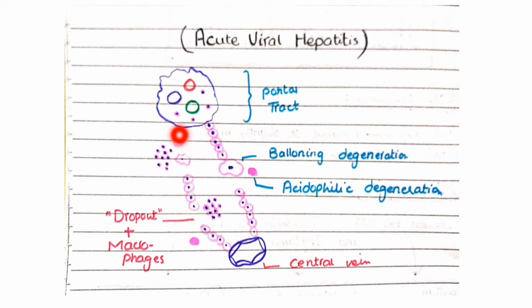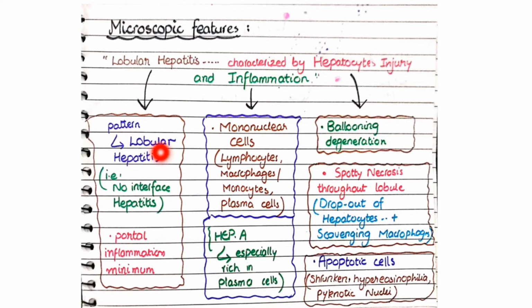So you can see this is the hepatocytic lobule, this is the central vein, and this is the portal tract at the corner of the lobule. Here there is a spot of necrosis and these are inflammatory cells. Here is another spot of necrosis with inflammatory cells. Here there is an area of apoptosis. So the areas of cell injury are scattered, in the form of spots, throughout the lobule. This pattern is known as lobular hepatitis.